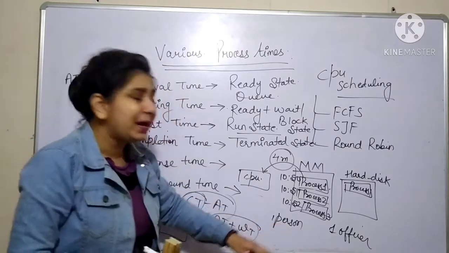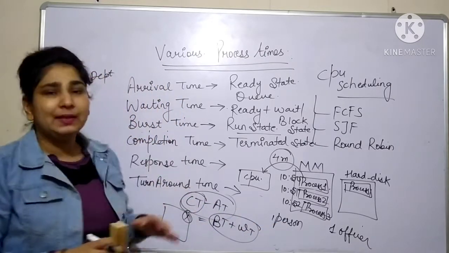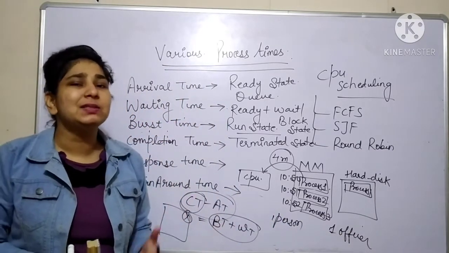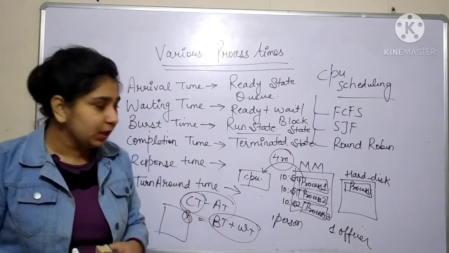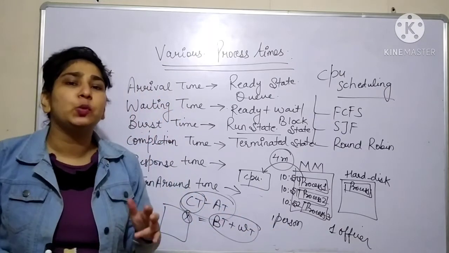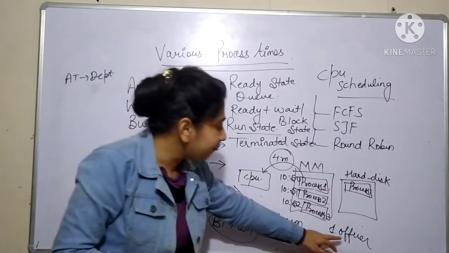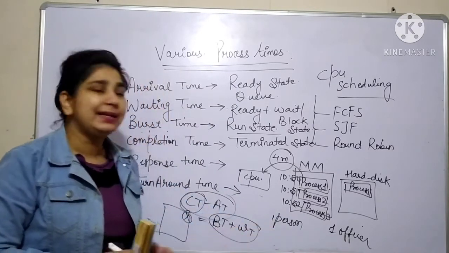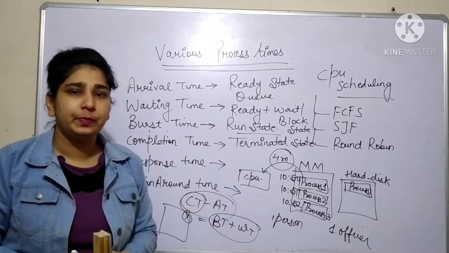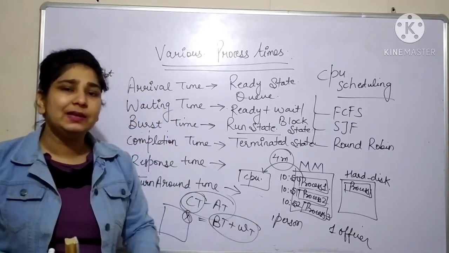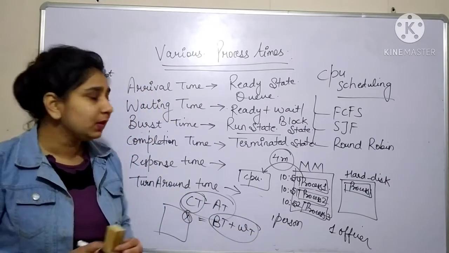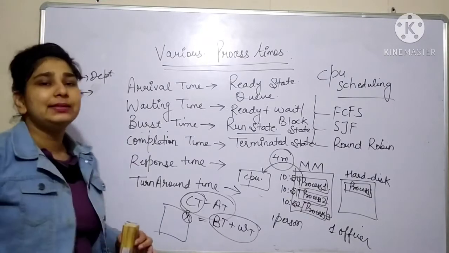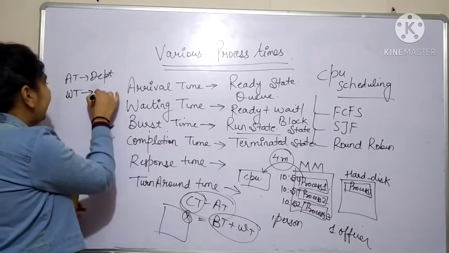When the person has come into the department, the officer might be busy with some important work. So this person has to wait for some time before meeting this officer. We will call it the waiting time. He is going to wait in the department. It is the waiting time. He is now waiting.